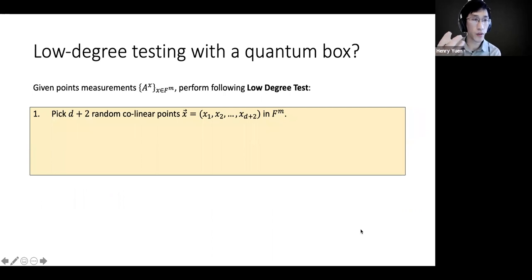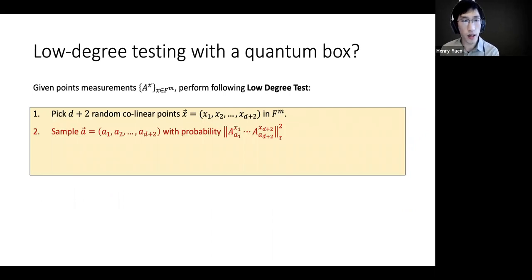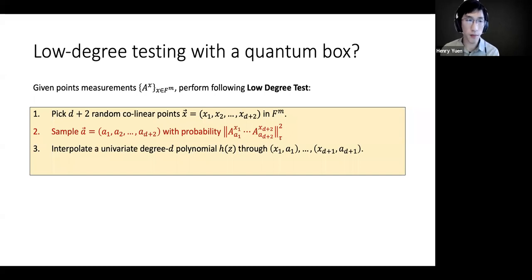Now let's imagine that we performed a low degree test with this box. We're given these points measurements. Again, we pick d+2 random collinear points, but instead of getting these deterministic evaluations, we get some random evaluations out with some probability. And we do the same thing. We interpolate a univariate degree d polynomial through the first d+1 points, and we check whether this polynomial is consistent with the last point.